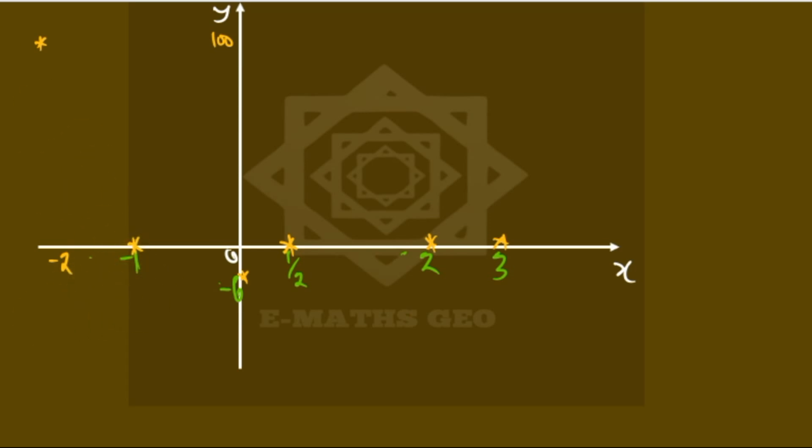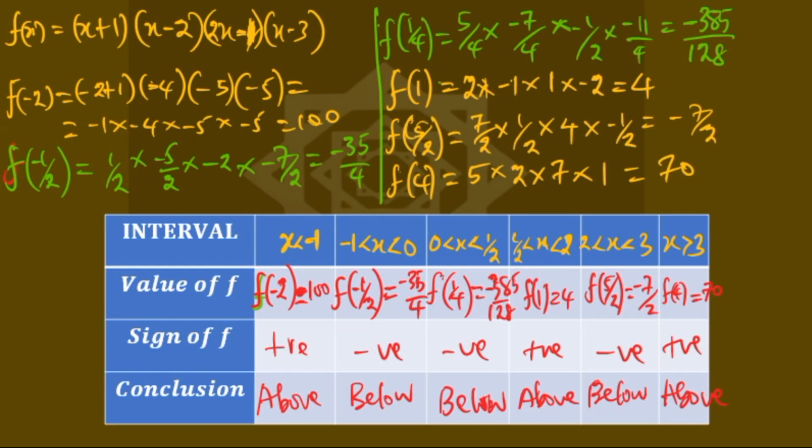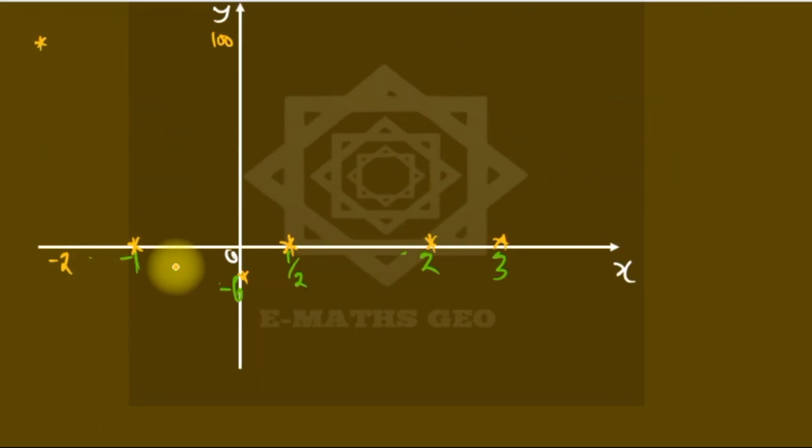We tested between minus 1 and 0. So between minus 1 and 0, minus half, we got minus 35 over 4. So we tested minus half and we got minus 35 over 4, which is minus 7 point something. So it should go down a little. So somewhere here. So this is minus 35 over 4. So from there it will intersect this.